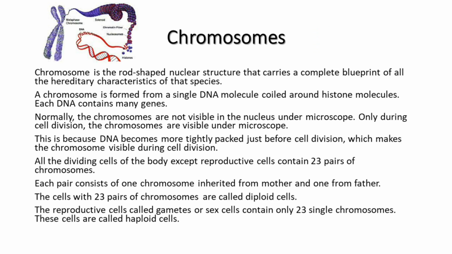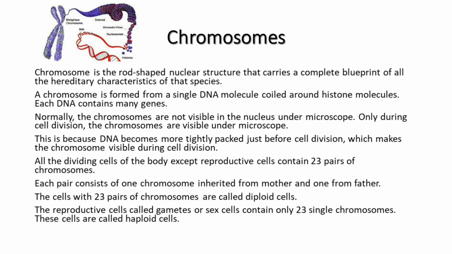Chromosomes. Chromosome is the rod-shaped nuclear structure that carries a complete blueprint of all the hereditary characteristics of that species. A chromosome is formed from a single DNA molecule coiled around histone molecules. Each DNA contains many genes.